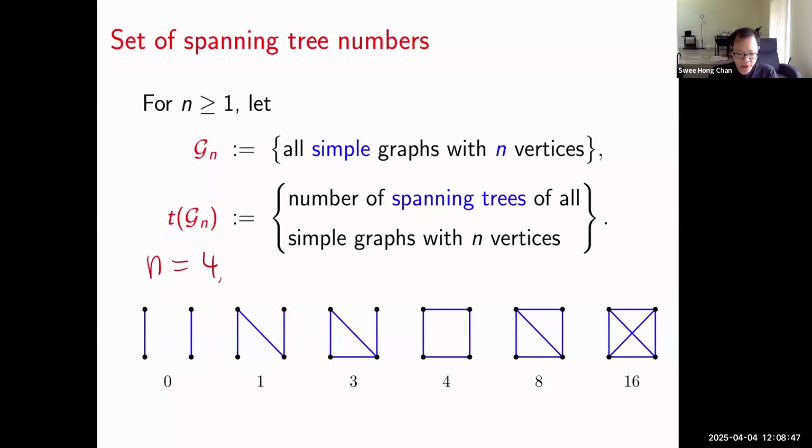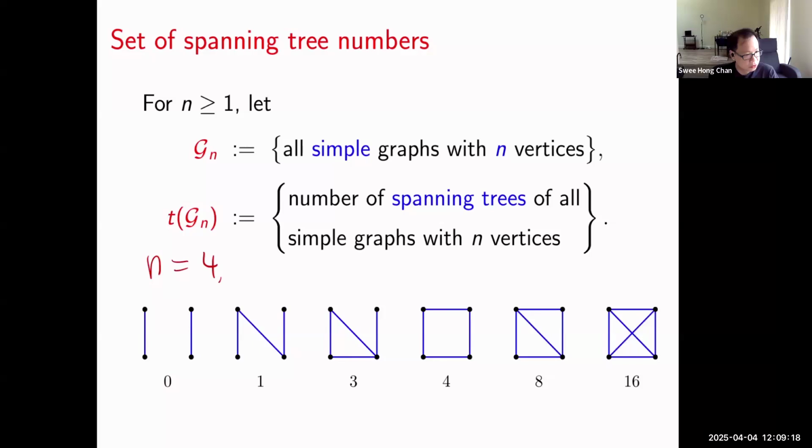Okay, that's 1. The next number, you can have 3, where you have a cycle, a triangle plus 1 edge. Then you can also have 4, where you have a square. Let me skip through this first and go to the last one. You can also have 16 when your graph is a complete graph. This is Cayley's formula, n to the power of n minus 2. 4 squared is 16. Finally, for the last graph, this is a complete graph minus one extra edge.